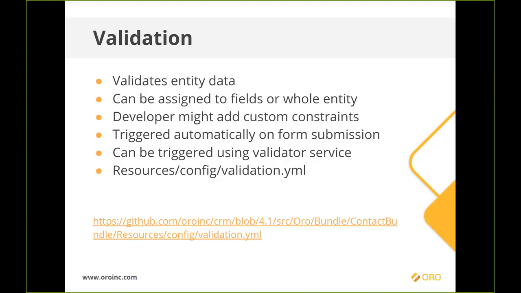And in the entity, we can check if the fields are okay with each other. For example, check correlation between fields. If field A has some specific value, we can check if field B has the value that is correct. Okay, so we can make correlation between the fields. So it can be assigned to the field or the whole entity or both.